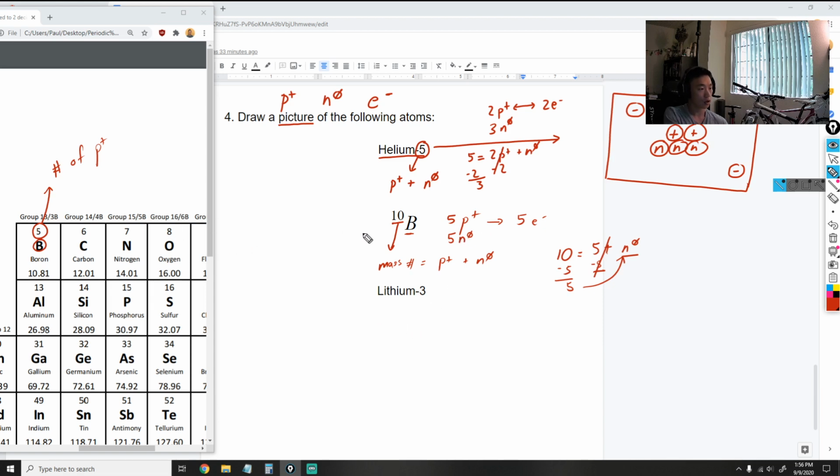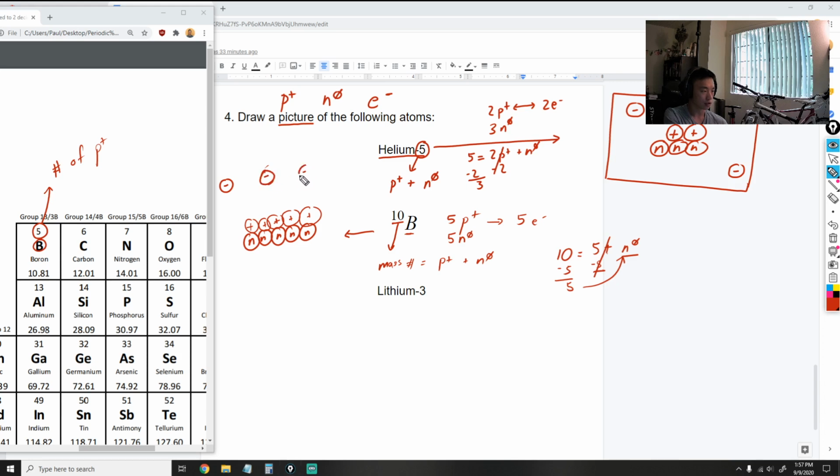Okay, so let's draw the picture. For our picture, we're going to draw 5 protons and 5 neutrons in the middle, because the middle has those two. So we're going to draw a proton, and we're going to make sure that we have 5. And then we also need 5 neutrons. So we're going to draw 1 neutron, 2 neutrons, 3, 4, and 5. And then lastly, 5 electrons.